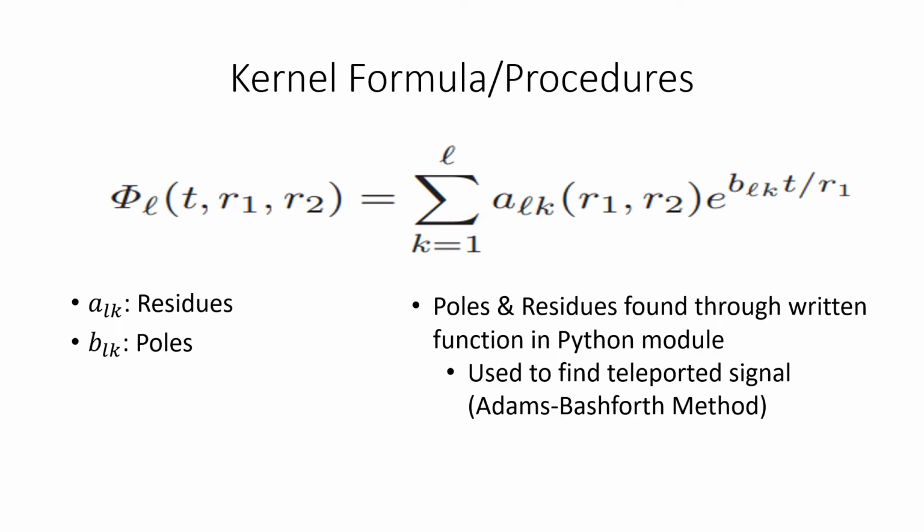This is the equation of the kernel in the time domain. In this equation, A sub Lk represents the residues, and B sub Lk represents the poles that define the kernel. These poles and residues are found through a written Python function that is a part of a teleportation module. They are then used to find the teleported signal. The Adams-Bashforth method of orders 1, 2, 3, and 4 for solving ordinary differential equations is used to teleport the signal at r1 to r2.